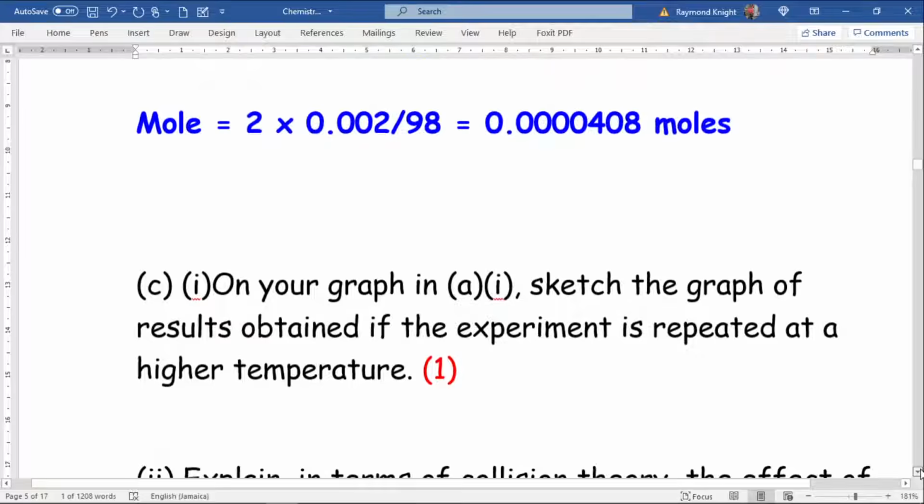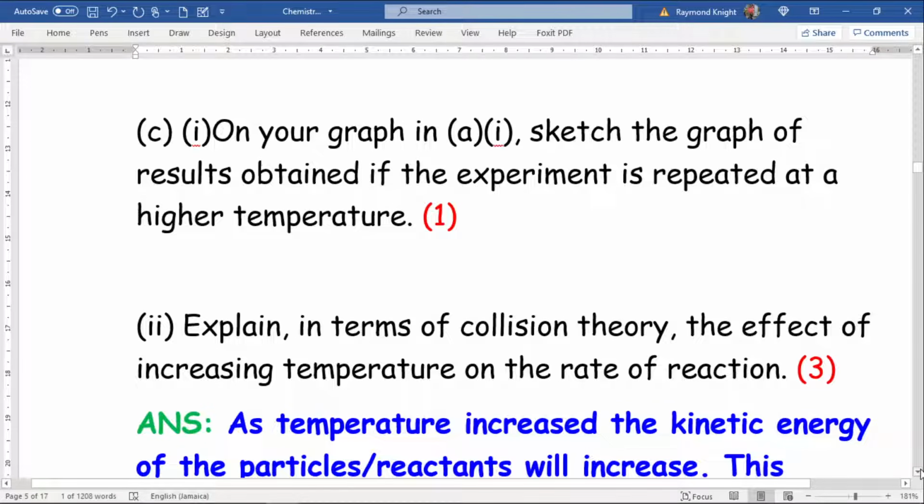All right, so let's go to part C. In part C, on your graph in A1, sketch the graph of results obtained if the experiment is repeated at a higher temperature.